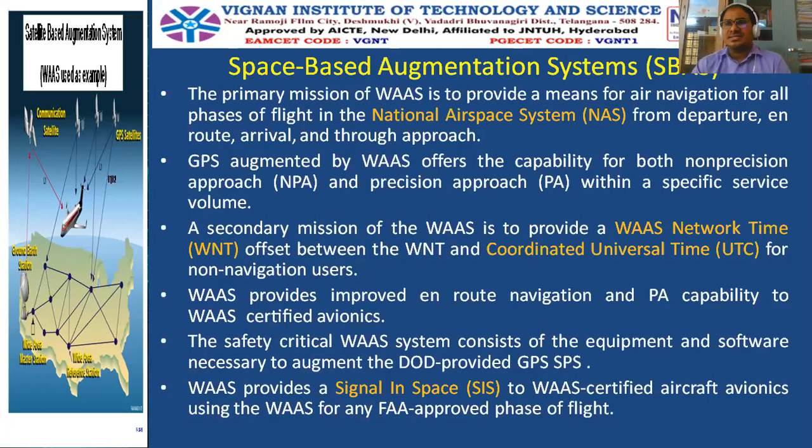The secondary mission of the WAAS is to provide a WAAS network time offset between the WAAS network time and UTC for non-navigation users. There are some non-navigation users, like scientific applications. They don't need navigation, but they need to detect the presence of metals below the underground, right? For that purpose, there should be a time offset between UTC and WAAS network time. WAAS network time is different from UTC, so there is always an offset which will always change, and that offset is provided by the WAAS.